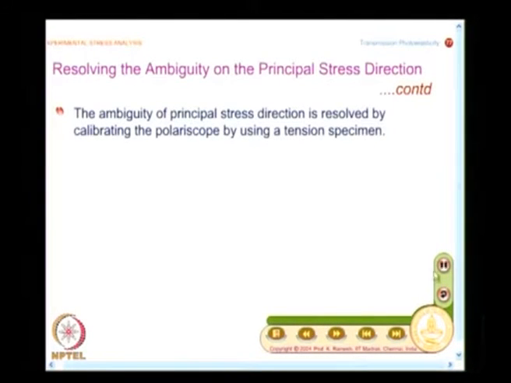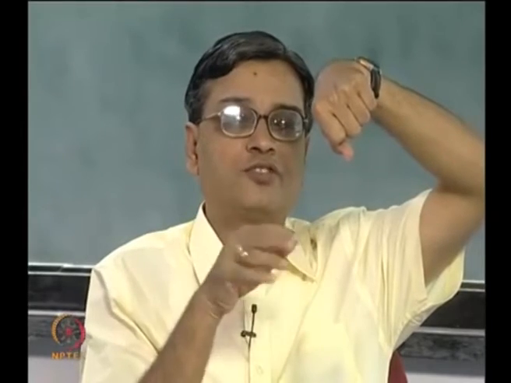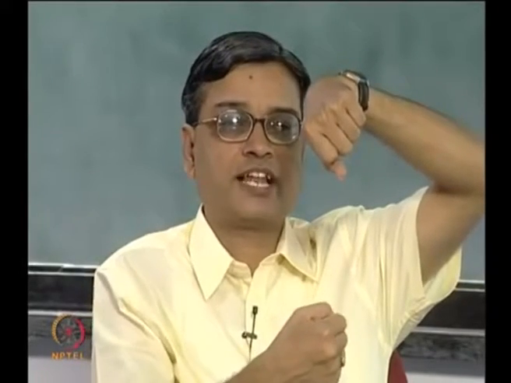So, what I have here is I can do this by taking a tension specimen. When I take a tension specimen, what do I know? When I have a tension specimen like this, I know the principal stress direction, because that becomes the major principal stress direction. I am pulling it like this, perpendicular to this there is no stress. So, the maximum principal stress direction is the direction of the pulling.